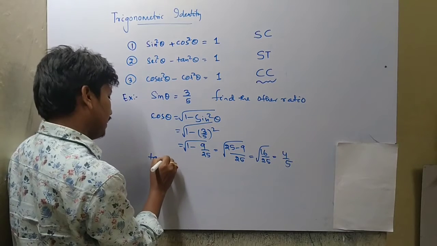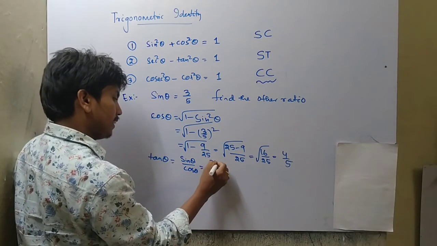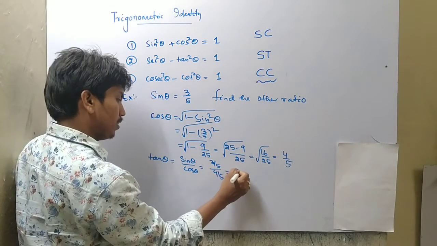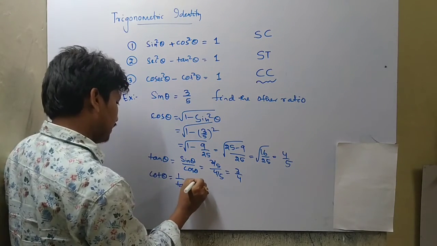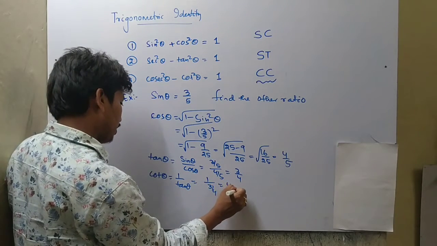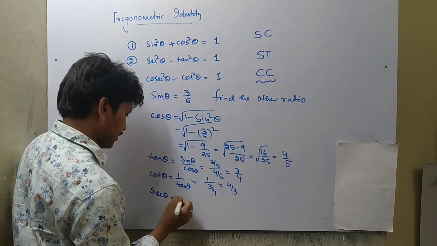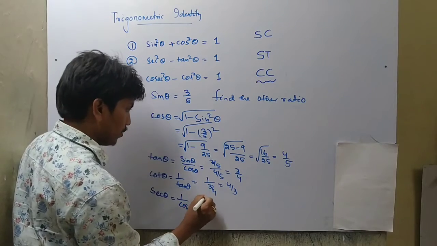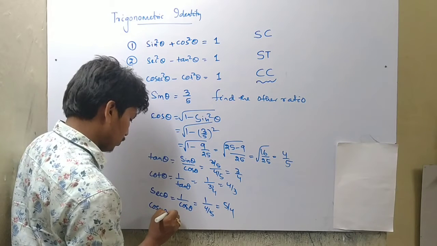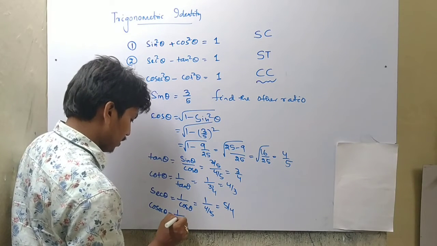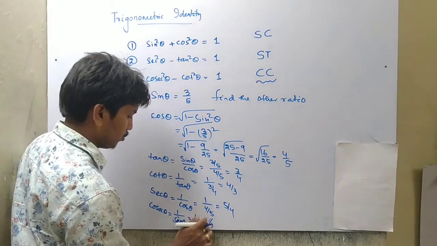What is tan theta? Tan theta is sin theta by cos theta. Sin theta is 3 by 5 and cos theta is 4 by 5, so tan theta is 3 by 4. What is cot theta? 1 by tan theta, so cot theta is 4 by 3. Next, sec theta is 1 by cos theta, which is 5 by 4. Like that, cosec theta is 1 by sin theta, which is 5 by 3.